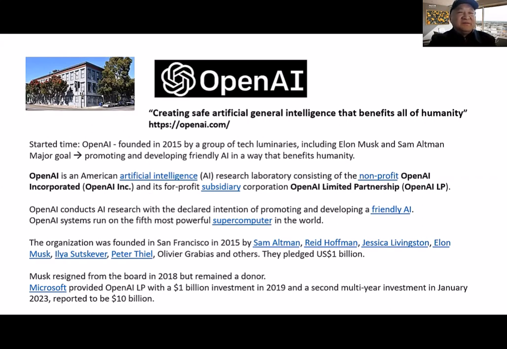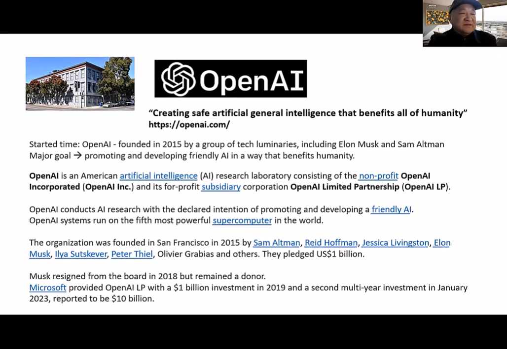It was founded in 2015. Elon Musk happened to be one of the founders. Later on, in 2018, he resigned from the team, but he's still one of the donors. Currently, they claim they are creating safe artificial intelligence that benefits all human beings. That's the slogan on their website. It was initially set up as a non-profit organization, a kind of research corporation. Later on, they also added another business unit, so they have both now.